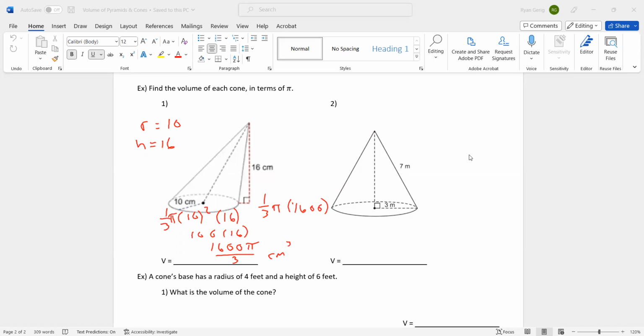Next one, you'll hopefully see that I did not give you the height. I gave you the slant height. This one would be pretty easy to find the lateral area and the surface area, but it's not as easy to find the volume on this one. I need to find that. Hopefully you understand that that's not too hard to do.